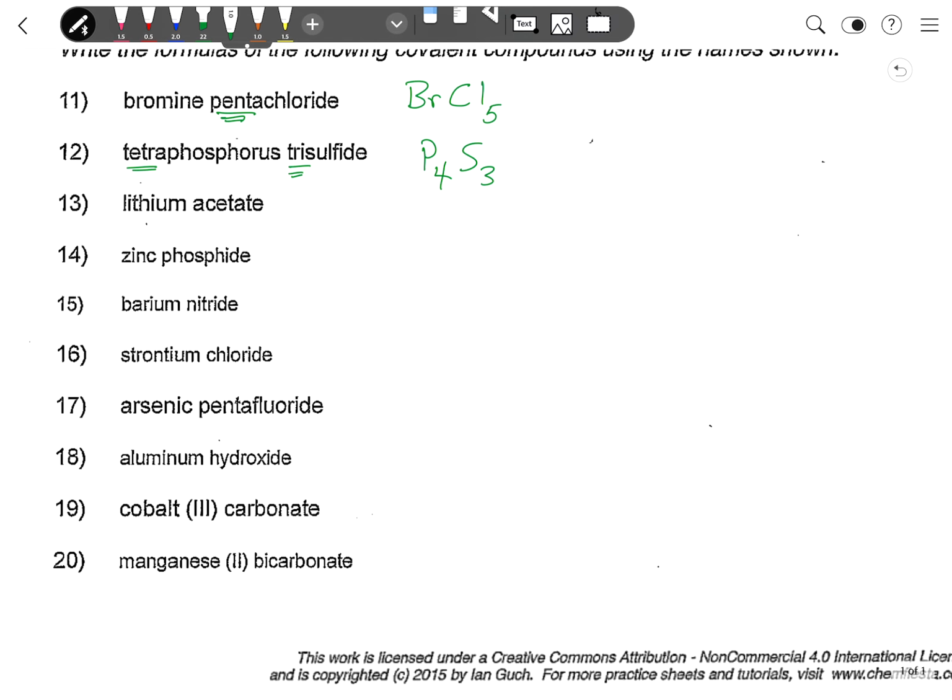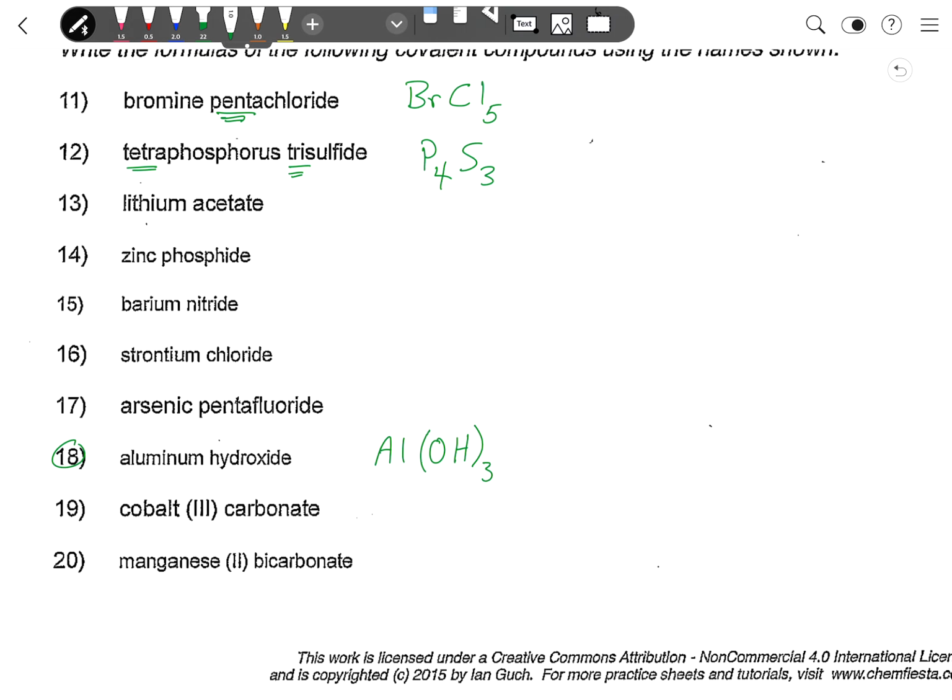If we look at one down here, well, we have strontium chloride. Okay, we have arsenic pentafluoride. We have aluminum hydroxide. Let's try aluminum hydroxide, number 18. We have aluminum, which is Al. Hydroxide is OH, but it looks like we have a charge here. Aluminum's a +3, hydroxide's a -1, so you have to have 3 of those. So that would balance that out, aluminum hydroxide, and there you go.